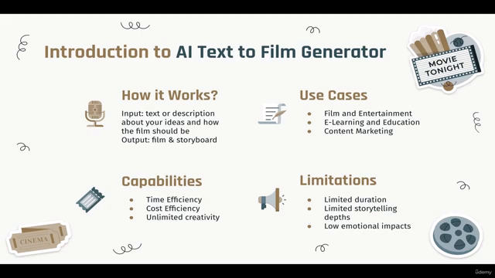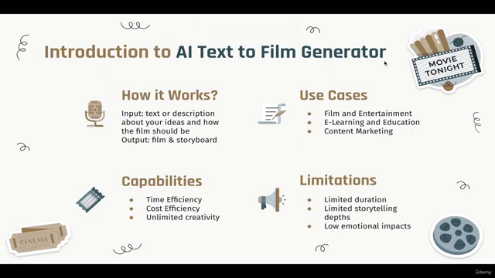Okay, so the first thing that you need to do is to ask yourself this question, how does it actually work? Okay, so it takes one input, right? The input is going to be text or descriptions about your ideas and how the film should be. So you're just going to describe what film that you want, what's going to be the topic, what's going to be the genre, right? Just explain a little bit about what you want, right? And the output is going to be a film or a storyboard. That sounds very exciting, right?